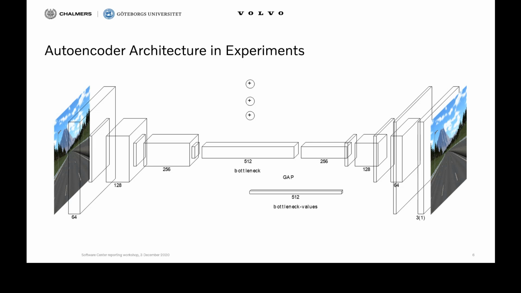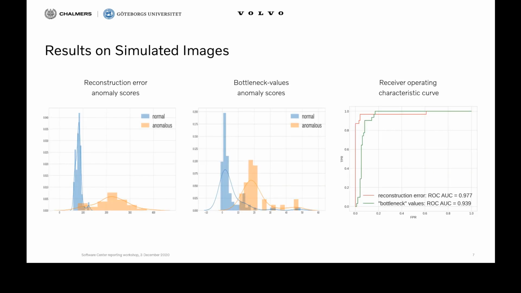So we trained this autoencoder with a set of normal images, which were empty highway roads, and then tested it. We computed anomaly scores for a different set of normal images, empty highway roads, and also we computed anomaly scores for highway roads with vehicles, and we tried to estimate the anomaly detection performance, how well we distinguish between this normal and anomalous set of images using this trained autoencoder with two different approaches. So these are the results which we got on a simulated set of images.